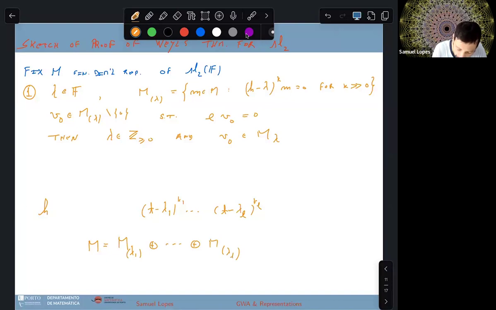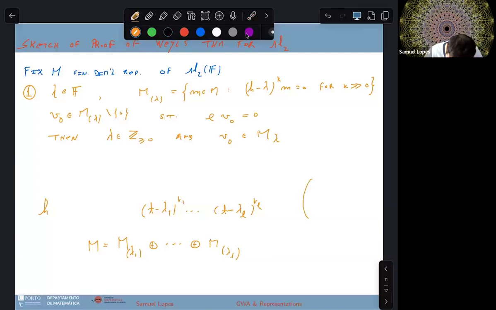where by a generalized eigenspace, I mean this. Okay, so vectors which are not necessarily eigenvectors, but so an eigenvector would mean that H minus lambda acting on m is 0. So this might not necessarily be the case, but if I act with H minus lambda enough times, then I will get 0. You'll see this very well with the Jordan blocks, right?